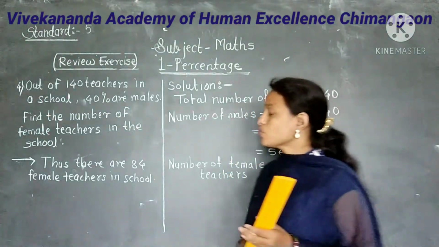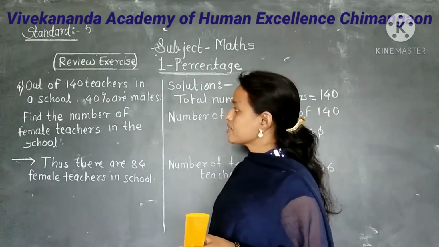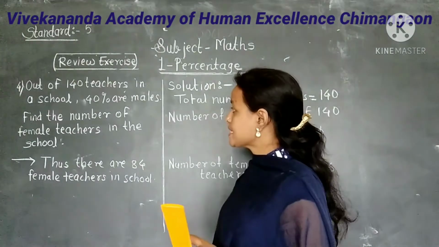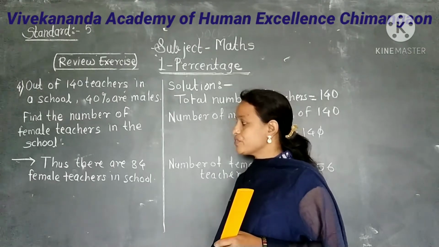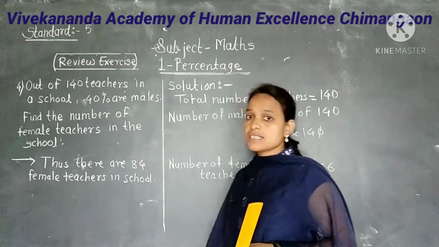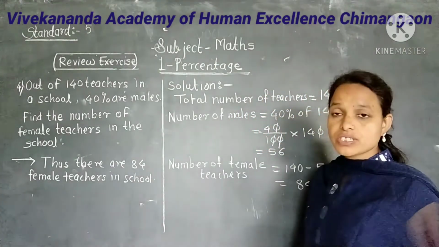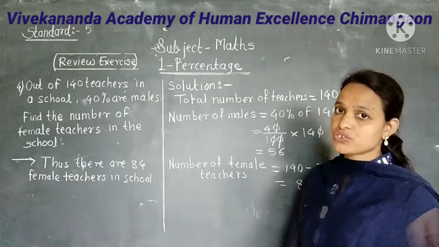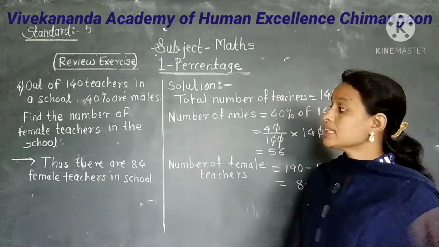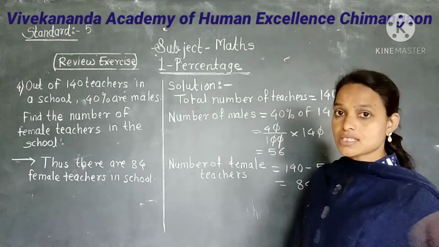Example: out of 140 teachers in a school, 40% are males. Find the number of female teachers in the school. See student, the total number of teachers in a school is 140. From that, 40% are male teachers. So you have to find out the number of female teachers in the school.